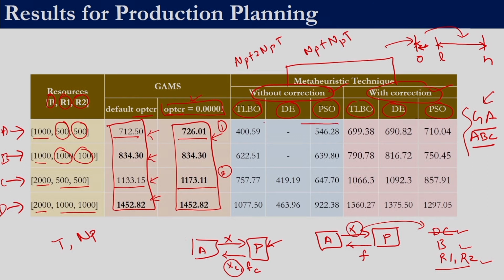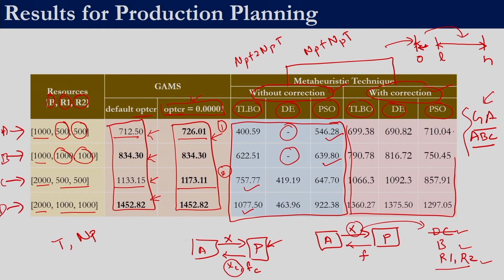So, these are the solutions obtained for the 4 cases by the 3 different algorithms, right. DE was not able to determine even a feasible solution. If we compare within the metaheuristic techniques, in this case PSO performs better, whereas here again PSO is better, and in these 2 cases TLBO was better, right. So, DE was consistently inferior for the algorithm settings which we had taken. With different parameter settings we might get a different value.